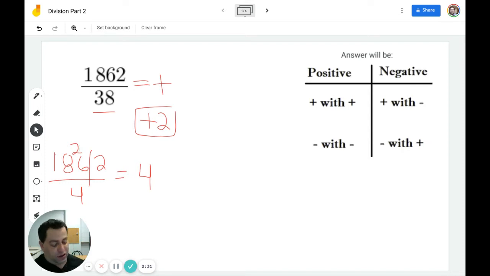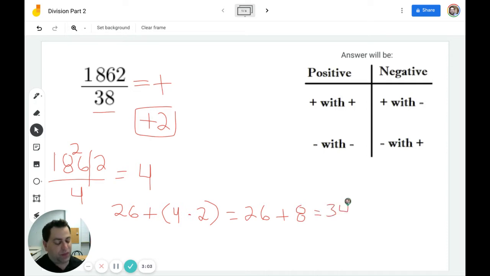This is where the multiplier comes in. I currently have 26. But I can't use 26. I have to add something to it first. I take my answer from the previous problem, 4, and I multiply by the multiplier, 2. 4 times 2 is 8. 26 plus 8 is 34. 34 is the number I'll use.